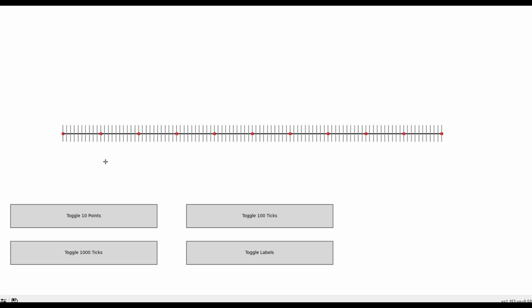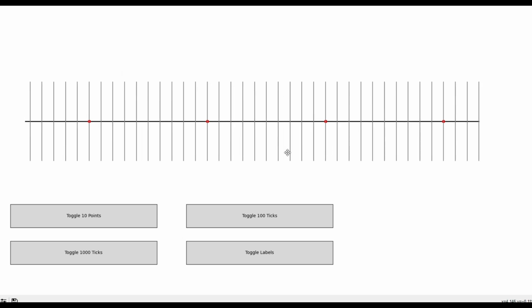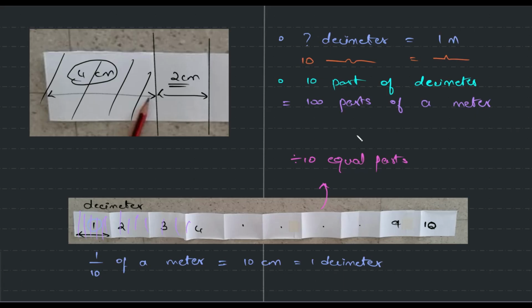So overall, how many parts will be there? Can you see that? Overall, if I keep counting this way from left to right, if I reach the right extreme in this manner, how many parts will be there is the question. Yes, there will be 100 parts in a meter. And one of this part will be what? Yes, one of this part will be your 1 centimeter. So 100 centimeter makes up a meter. Very important conclusion.